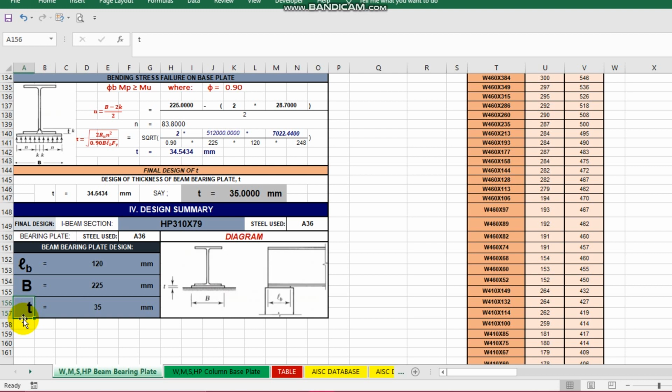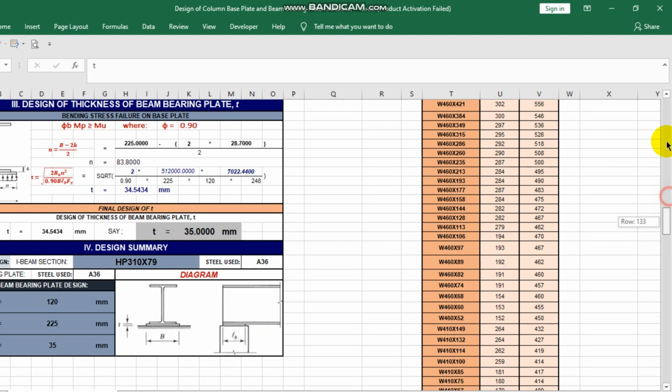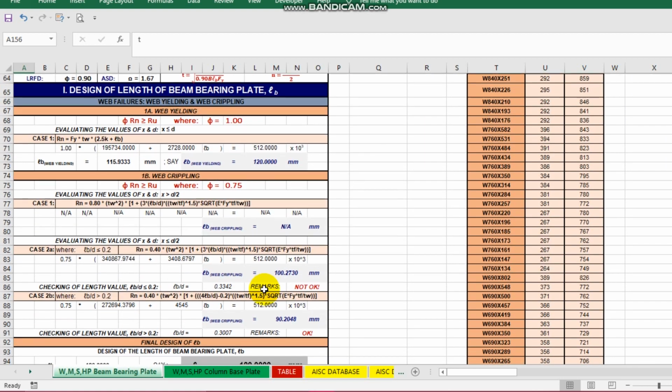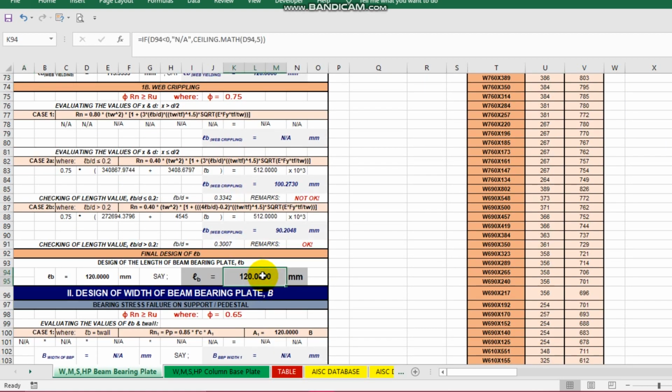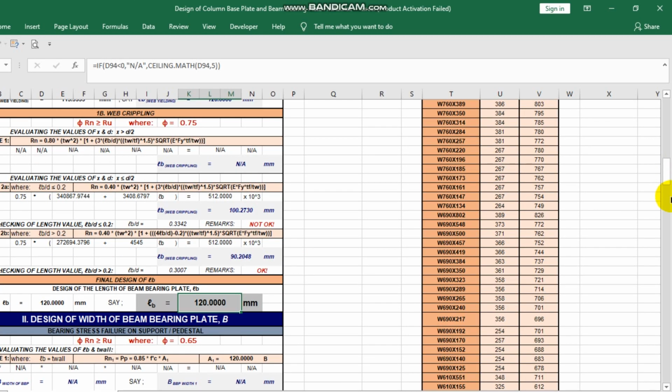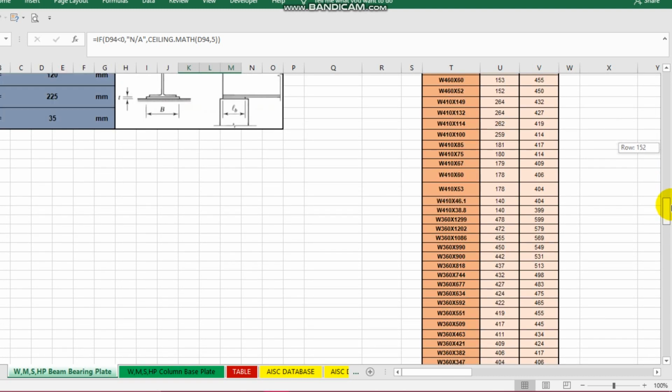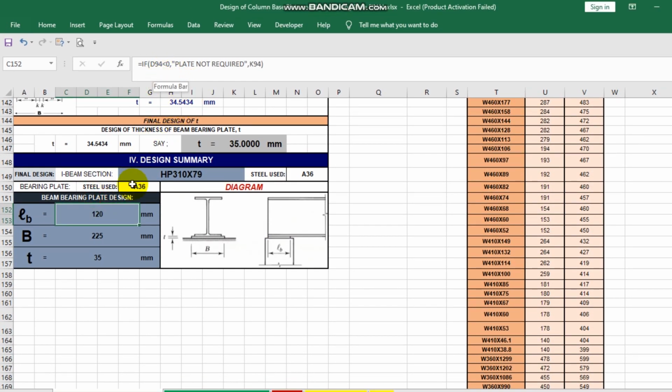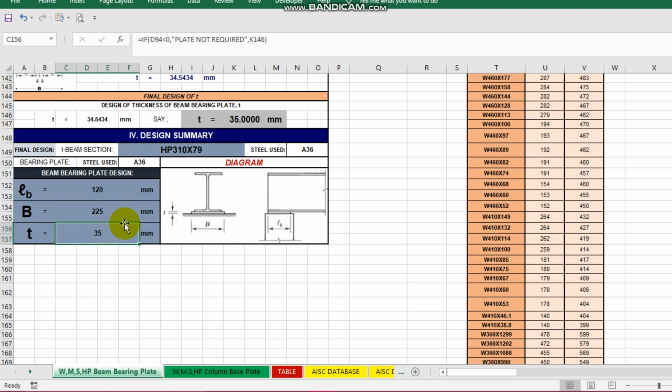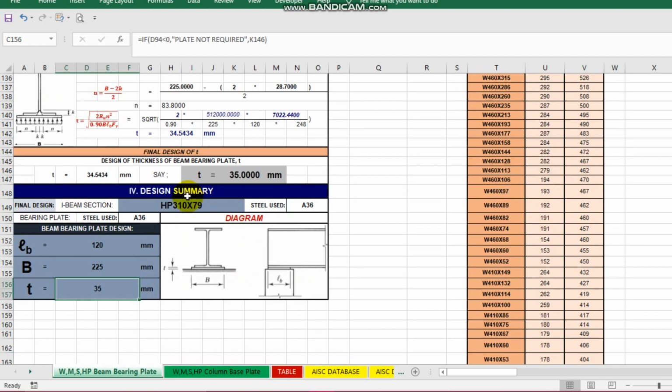If ever the value of LB becomes negative, the plate is not required. So here you can see it says plate not required. So, if it becomes negative, plate not required. I think this is the diagram: this is the thickness, and then the base, and then the LB. I think all of this has been explained.